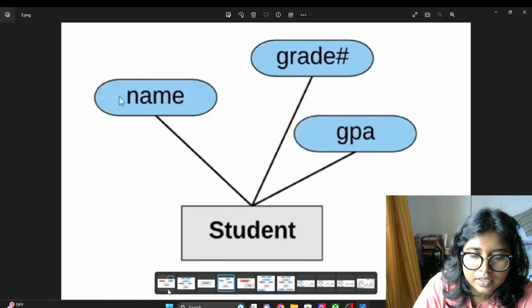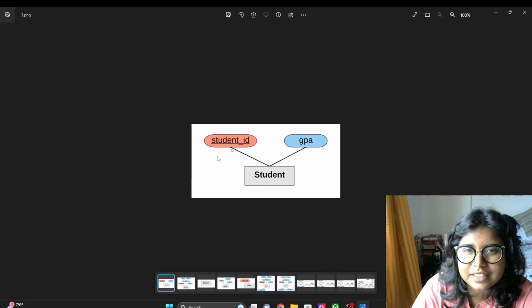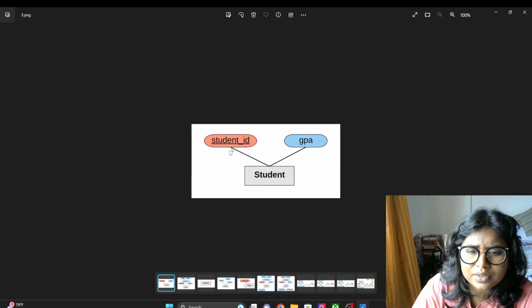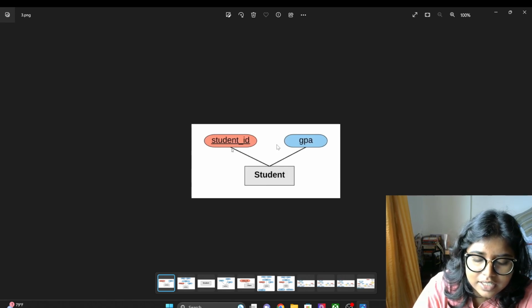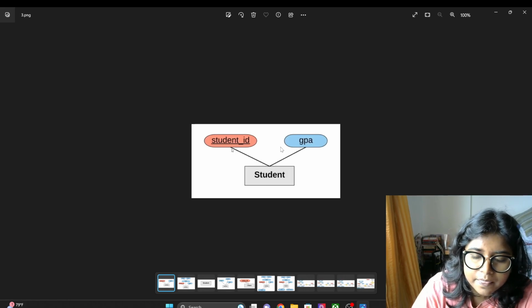The next one is primary key. Now in this we basically don't color anything in the entity in the ER diagram. But here we have put student ID as red just to make it more easier to understand. Generally student ID, primary key is underlined, and it's an attribute that uniquely identifies an entry in the database table.